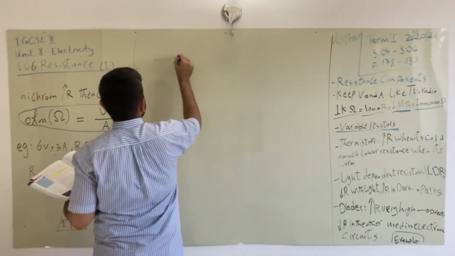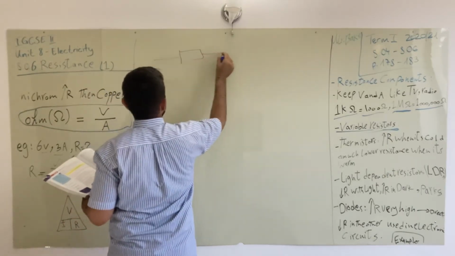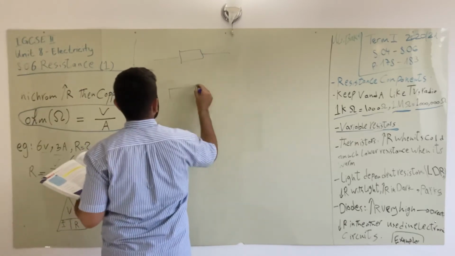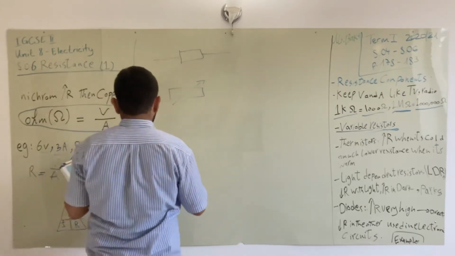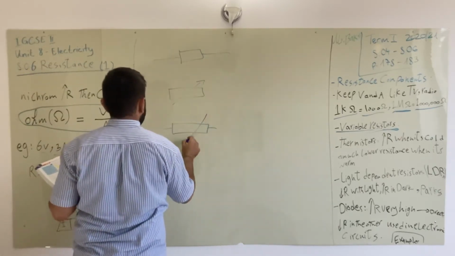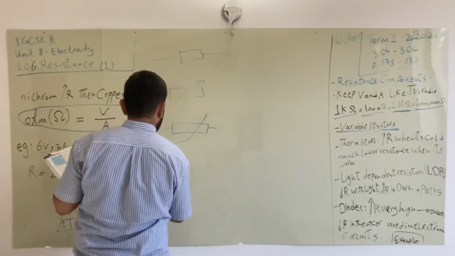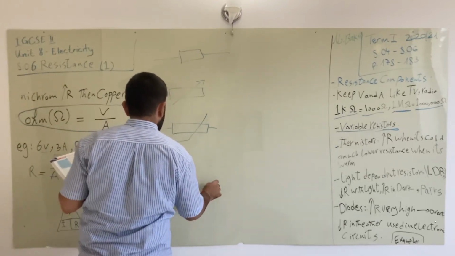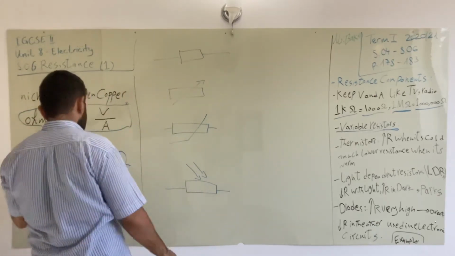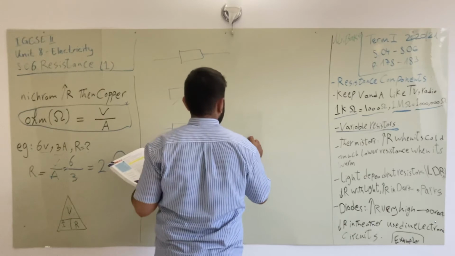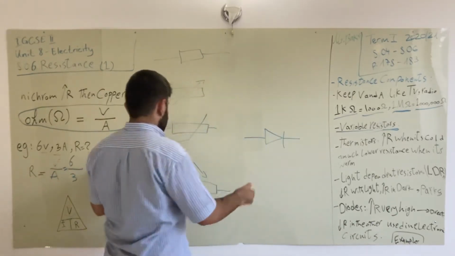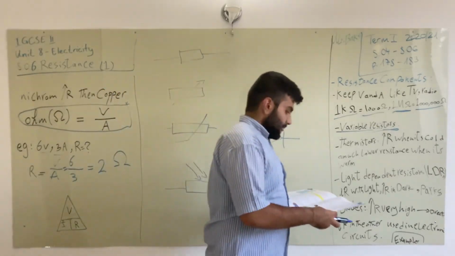So this symbol is for the normal resistor. This symbol is for the variable resistor. This symbol is for the thermistor. This symbol is for the LDR, like light coming there. And this symbol, as you're going to see a lot later, is for the diode. Okay?